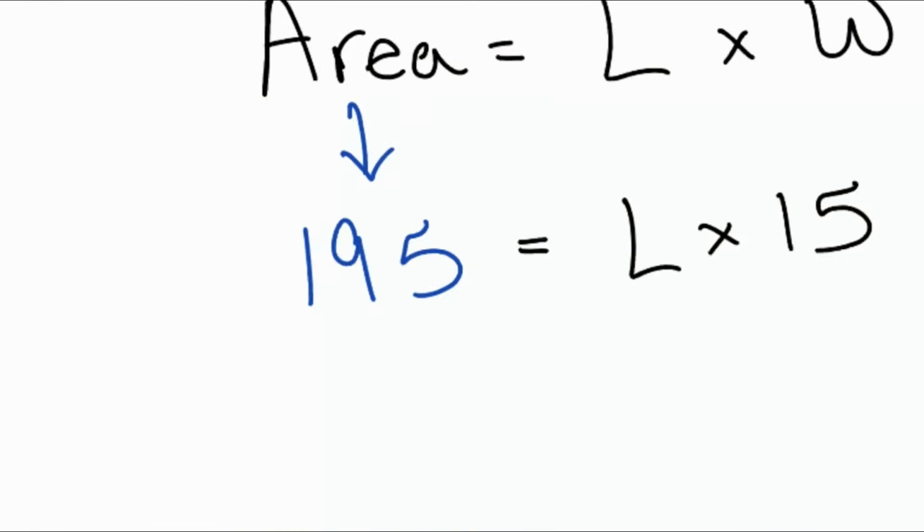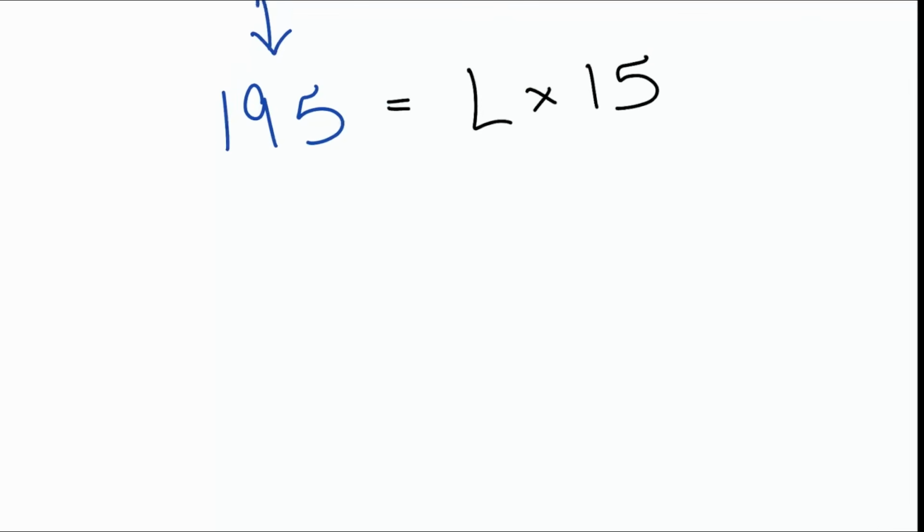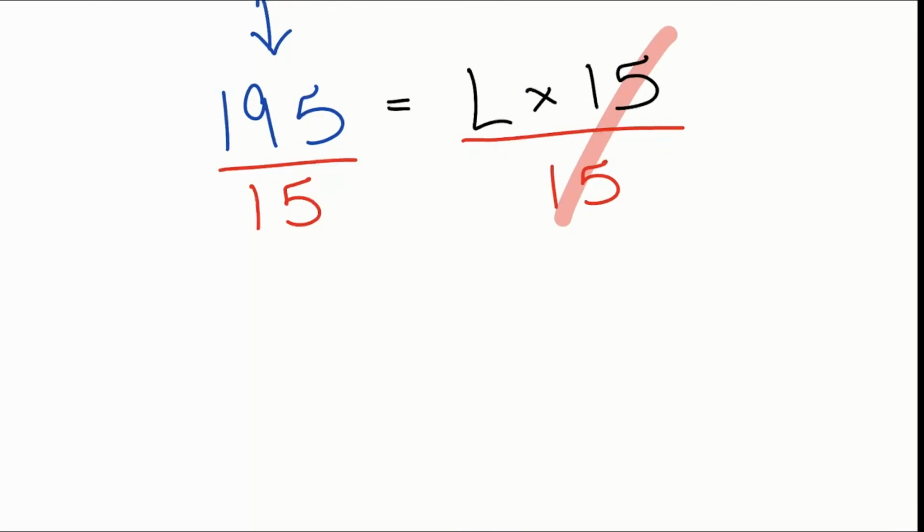Now that we're here, let's turn up the pressure and ask ourselves, how are we going to get the length by itself? How are we going to get the L here by itself? What do we have to do to both sides? Yeah, we're going to have to divide, and we have to divide consistently across both sides. So I'll divide both sides here by 15, nice and easy, and it cancels out on the right.